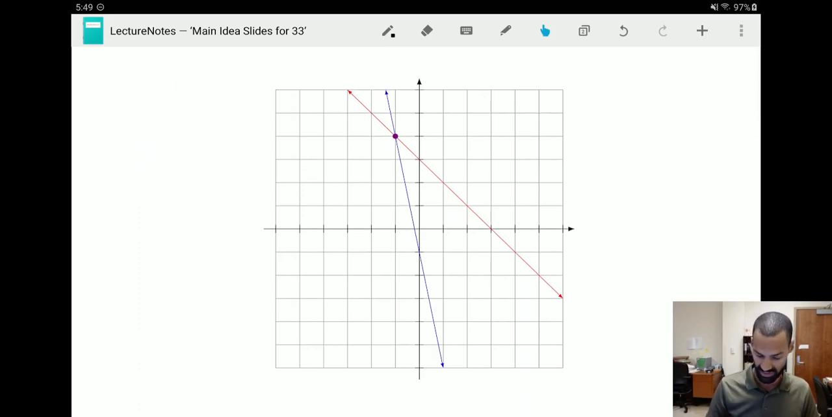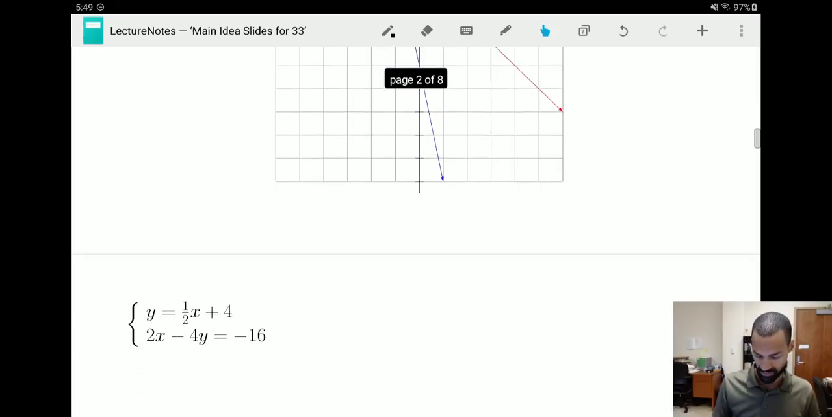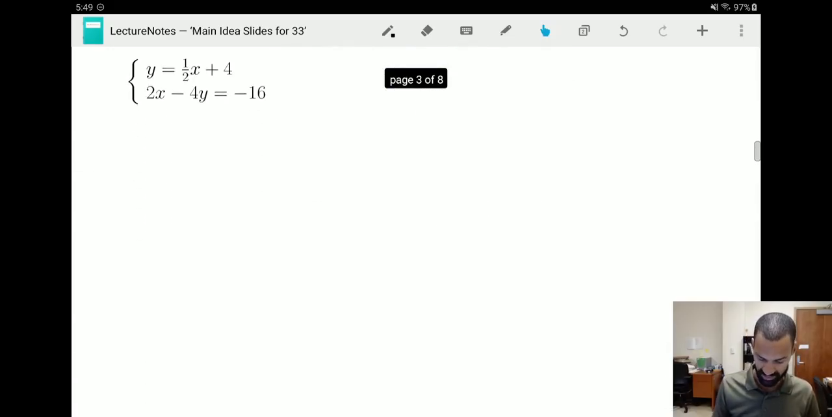Okay, notice they intersect each other at a particular point. Where is that point located? Negative 1, comma, 1, 2, 3, 4. Okay, so that's what we're looking for. Now, they're not all that straightforward. So here's another one. Let's do another one.